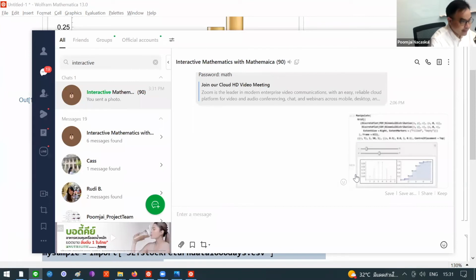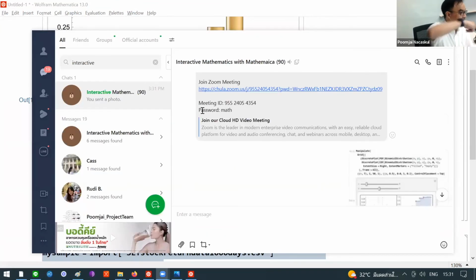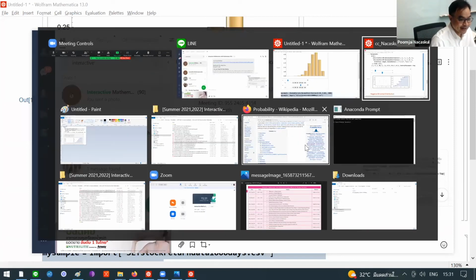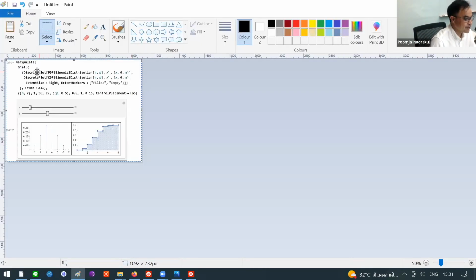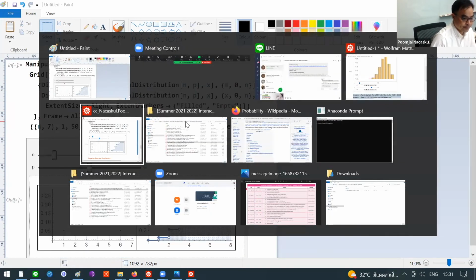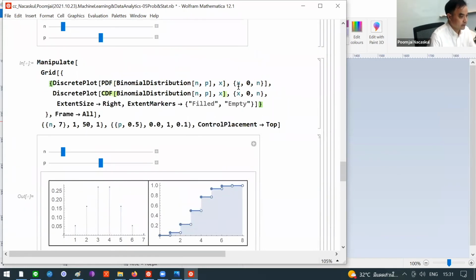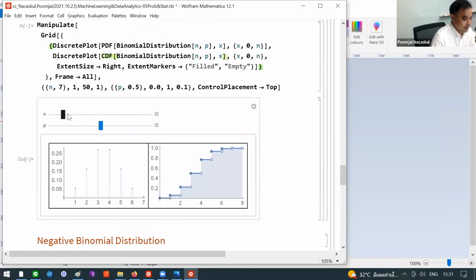Yeah, my apology. Earlier, I couldn't plot the discrete. The command I was supposed to use was DiscretePlot. So I show this to you guys. So that's the discrete. Now, I think that's what I wanted to show.